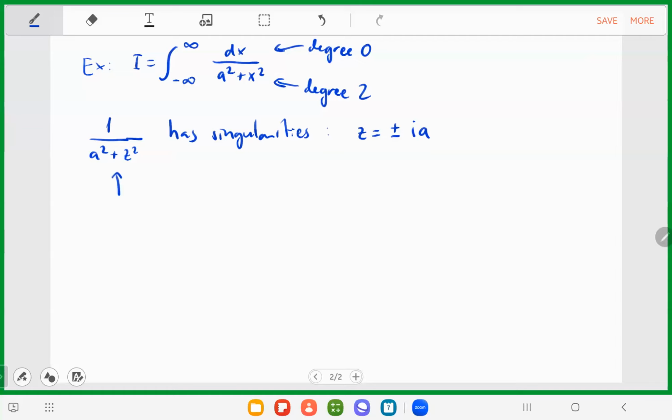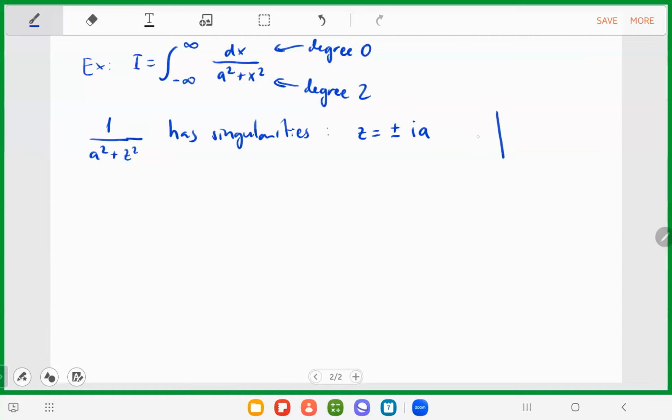With a minus, it would change to plus and minus a, but there is a plus, so it's plus and minus ia. And of course, a is real, because this is a real integral. Well, we normally would specify it, but if we don't, we should assume that this is a real integral, so a is a real number. So ia is a purely imaginary number.